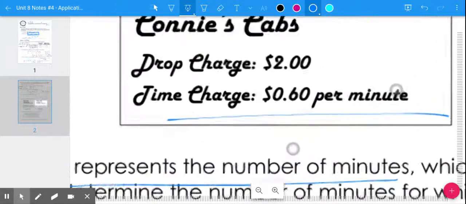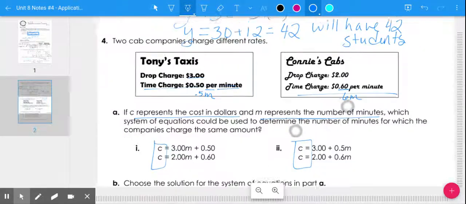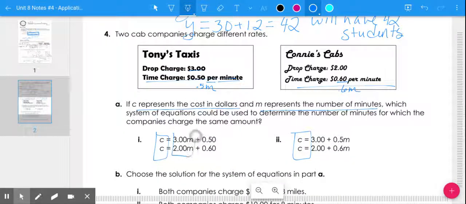Same with this one. This is 60 cents per minute. So that's like 0.6 M. Okay, so we look at which one matches. Well, not this one, because that one has the 3 and the $2 per M. So we don't want that one. We do want the second one, though, because it's 0.5 M and 0.6 M, and that's what we're looking for.